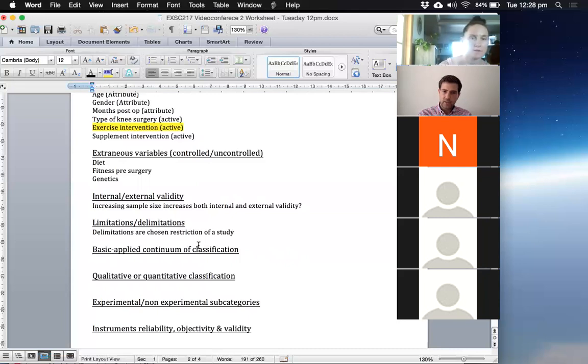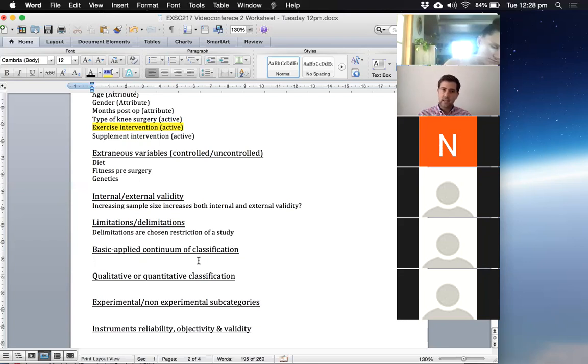Okay, so basic applied continuum of classification is similar in a way to instrument reliability, objectivity, validity, in that, and I mentioned this last week, we're not going to ask you for nuanced details of your opinion about a particular article, like is it more basic or is it more applied, or rate the objectivity of the instrument they used. But what we're going to get to is that you understand what those concepts mean. So we're going to frame it a little bit for you in a question in the mid-semester exam.